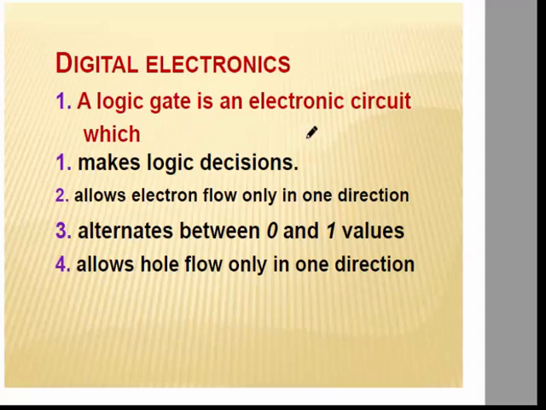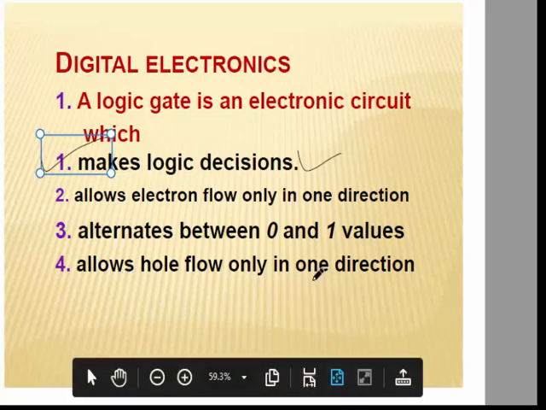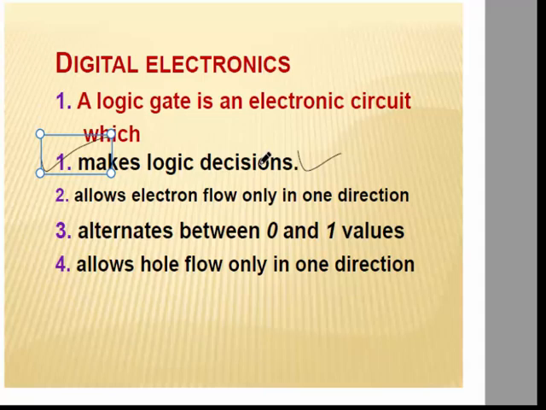A logic gate is an electronic circuit which makes logical decisions. Simple answer. Logic gates do logical decisions. The other option allows electrons to flow in one direction, alternates between 1 and 0 and volt. Now, the correct option is what? Logic decisions. Digital electronics makes logic decisions.